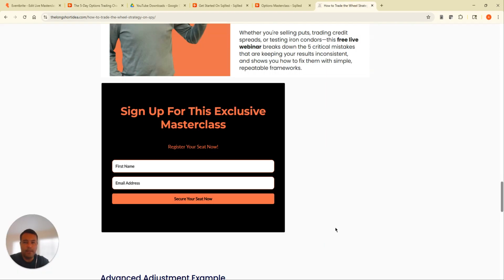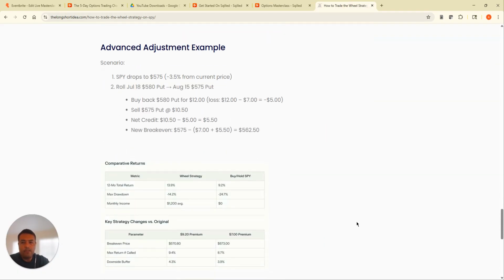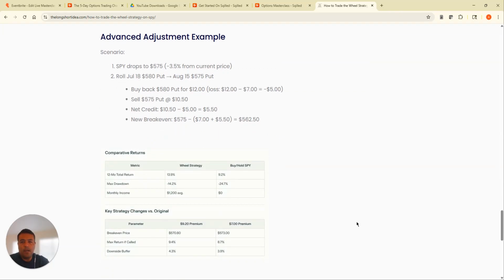Anyway, let's get back to this advanced adjustment example. Now, SPY drops to 575 from your current price. We will roll the put. If it goes down below too much, I can even roll. This is an option, right? With options, you always have an option.